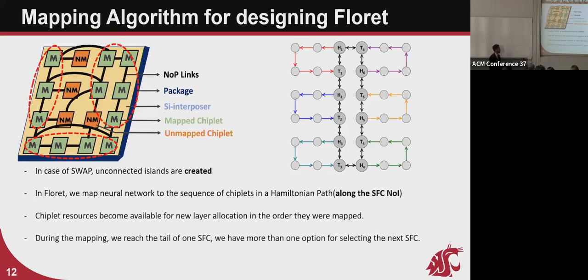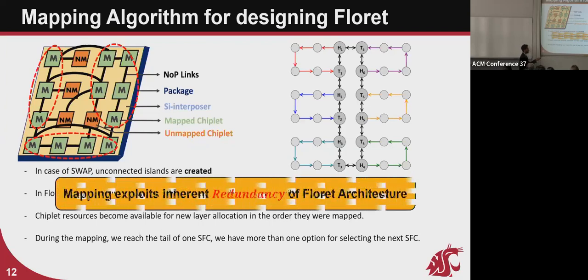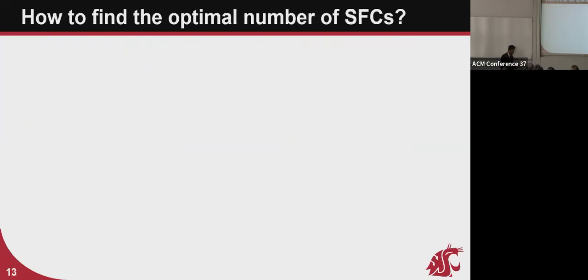During the mapping, if we reach one of the tails, we have more than one option. So if there's inherent redundancy in the system, where the yellow link is broken and we cannot use a section of chiplets, we have this inherent redundancy that we get as a byproduct, which gives the system its mapping benefits.